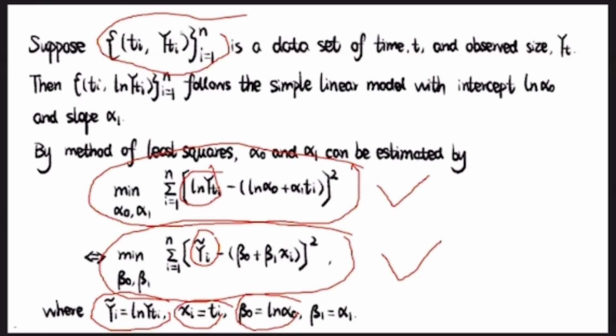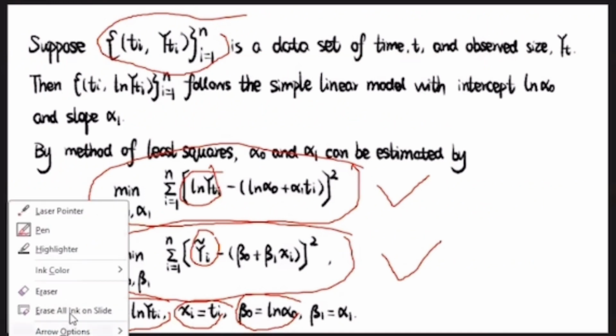Here we're actually using the idea of a linear model for a non-linear model that can be transformed. Any question on this? Before moving forward, any question?